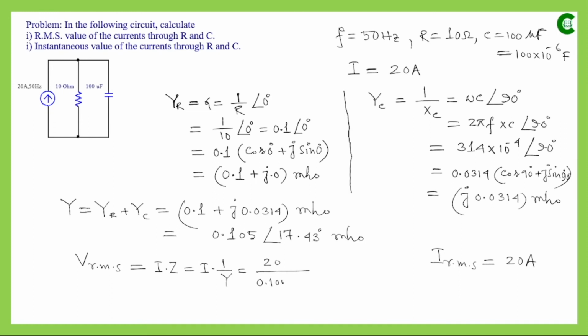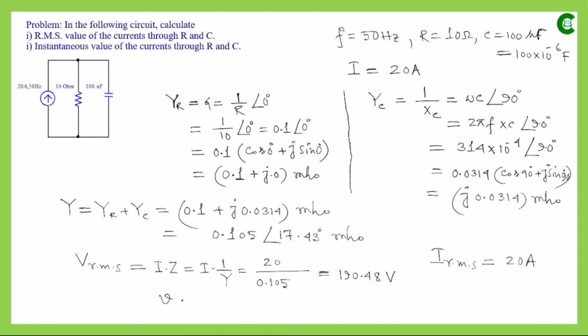0.105. We are not writing the angle here because when voltage is taken as a reference, the current leads by the net phase angle, which is here 17.43 degree. That means the phase angle of the voltage will be 0 degree, so we'll only calculate the RMS value of that voltage drop. It will be 20 divided by 0.105, which gives 190.48 volt. So this is the RMS value.